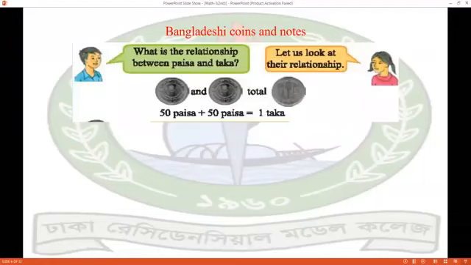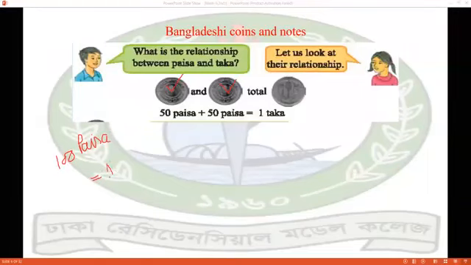So what is the relationship between the paisa and taka? Let us look at their relationship. You see that there are two 50 paisa coins. This is a 50 paisa coin. This is another 50 paisa coin. We know that 50 paisa and 50 paisa will be 100 paisa. And we already know that 100 paisa equal 1 taka.